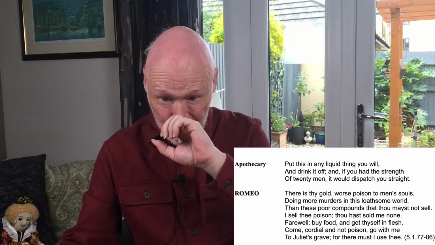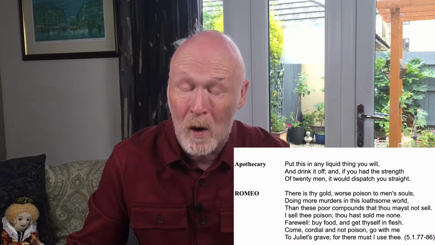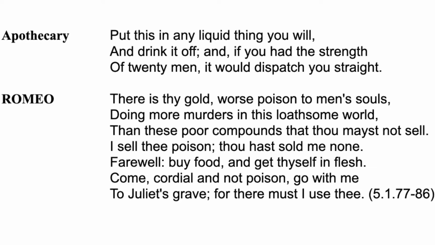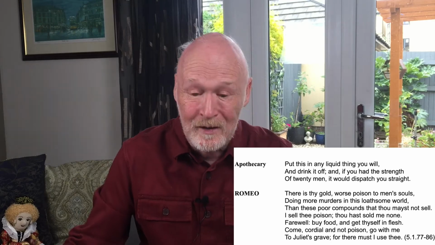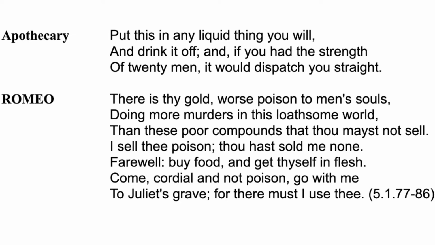And he goes to an apothecary that he's noticed while he's in exile in Mantua, and he gives the guy gold and he buys poison from him. "There is thy gold, worse poison to men's souls," he says. And then at the end, he speaks to the poison, right? He says, "Come, cordial and not poison, go with me to Juliet's grave, for there must I use thee." Right? So he's intending to kill himself.